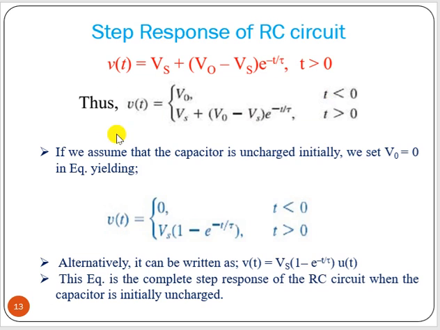Now from this equation, if we assume that this is an initially uncharged capacitor, that means Vt is 0 for t less than 0. If we put V0 as 0, then what is the equation? Vs times (1 minus e to the minus t by tau). Now this is the expression for charging of a capacitor.